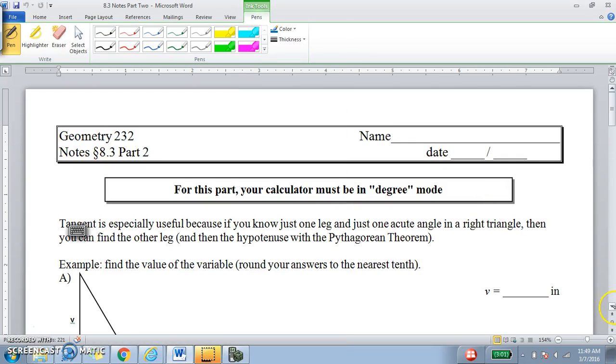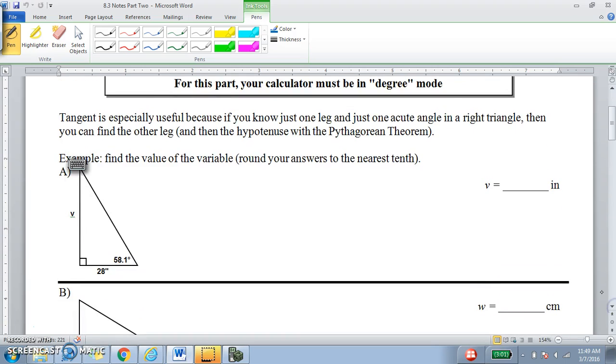Okay, so continuing with what we did with sine, cosine, and tangent. Remember that this is the saying we want to keep in mind: SOHCAHTOA. That means that sine is the opposite side over the hypotenuse, cosine is the adjacent side over the hypotenuse, and tangent is the opposite side over the adjacent side.